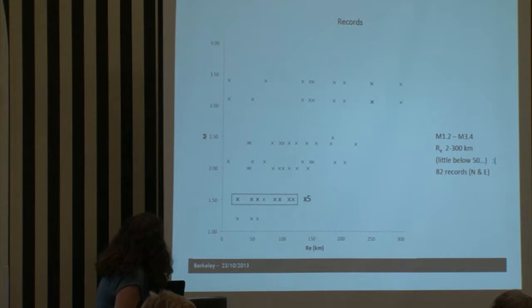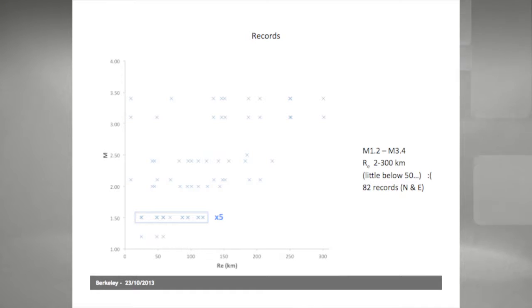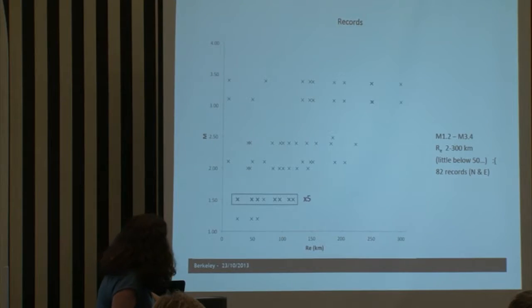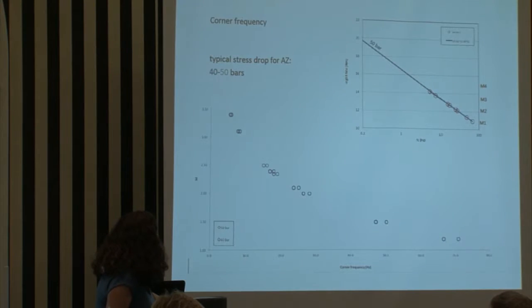This is an idea of the records you have. So from magnitude 1.2 up to 3.4, and now to maybe 300 kilometers. This is 50 kilometers right here, so you'll see there's, well, not a wealth of data for nearby events, unfortunately.